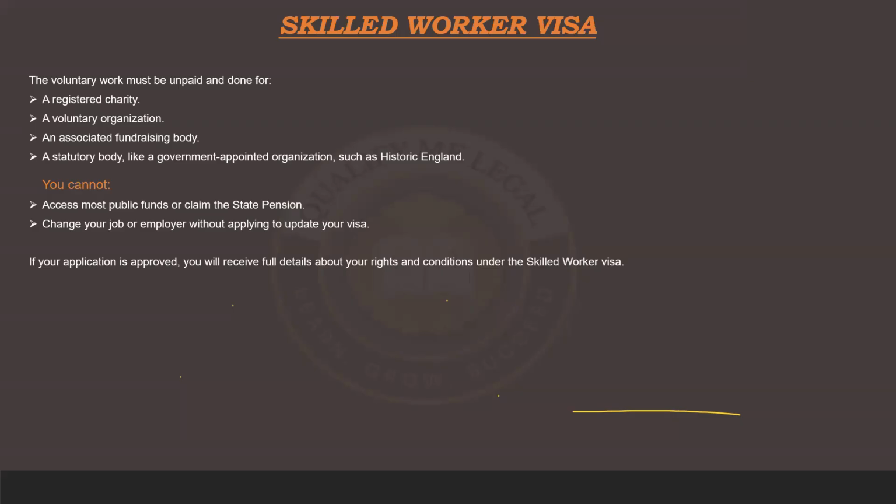Well, I would like to ask a question. Go ahead, Zuma, please. For someone planning long term, what should they think about before choosing this route, specifically this skilled worker visa?